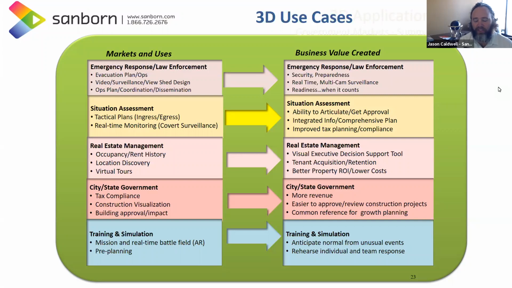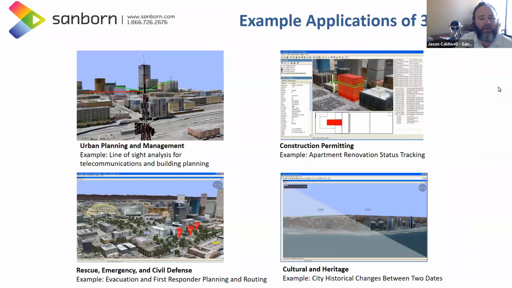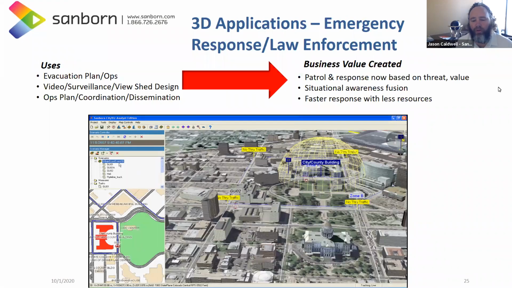Training and simulation is another aspect when you think about AR and pre-planning. So the next couple slides here kind of talk a little bit about that. Urban planning and management. One example here is line of sight associated with telecommunications between buildings. Construction permitting, another example here where an apartment complex is being renovated and the status is being tracked. Down on the left-hand corner, this is an example of essentially a command and control operation type of platform. And then there's always cultural heritage where we're looking at historical changes between two dates and being able to visualize that in 3D.